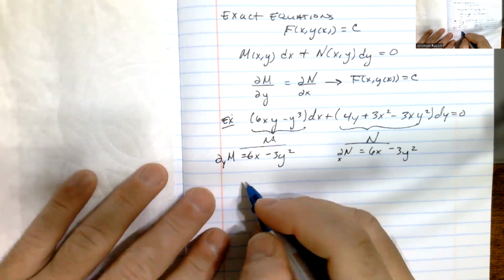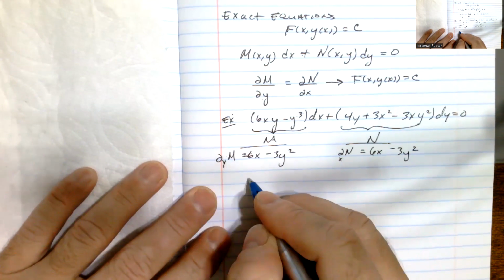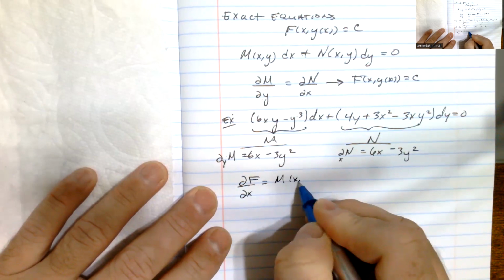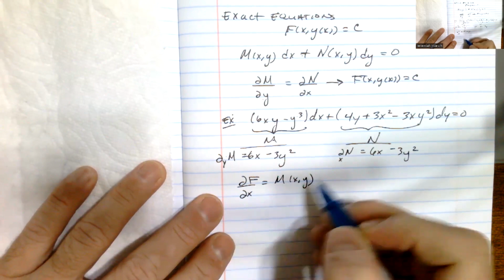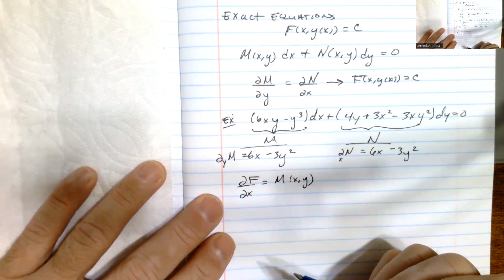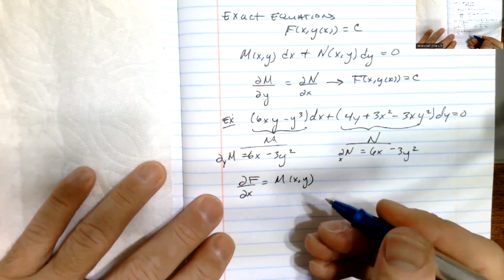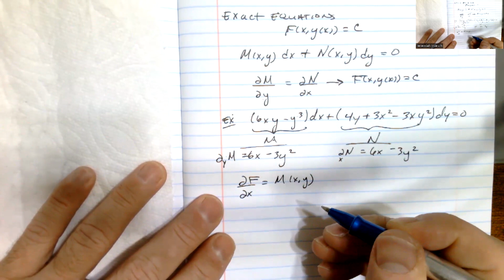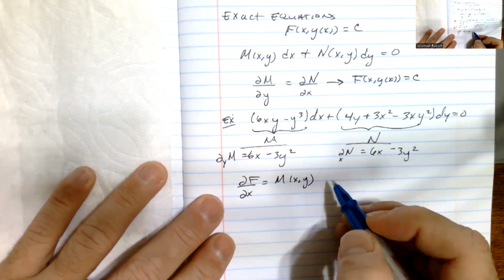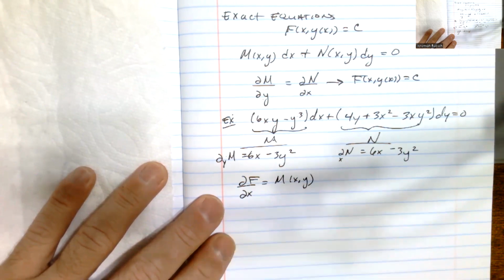And so we want to integrate one of them. If we pick M, since it's the first one here, we know that dF/dx is equal to M of x and y. So we're going to integrate this M with respect to x, which means we're going to integrate this function here with respect to x and see if that gives us a candidate that we can then test with respect to N to find out if it is indeed the same. So let's go ahead and do that.